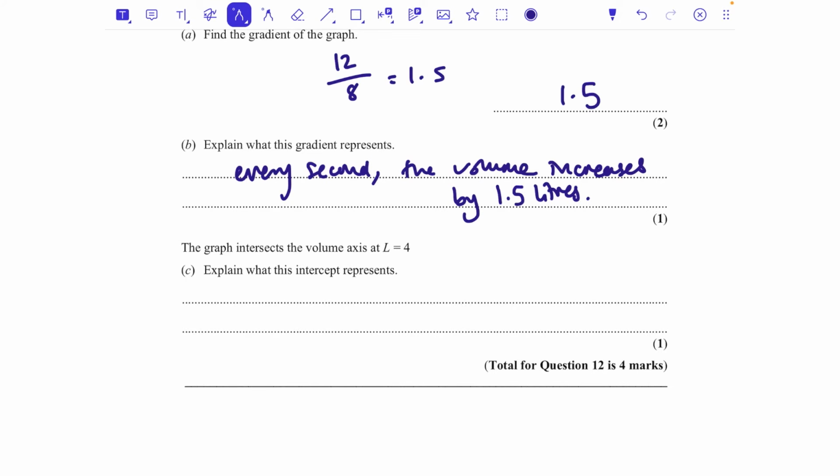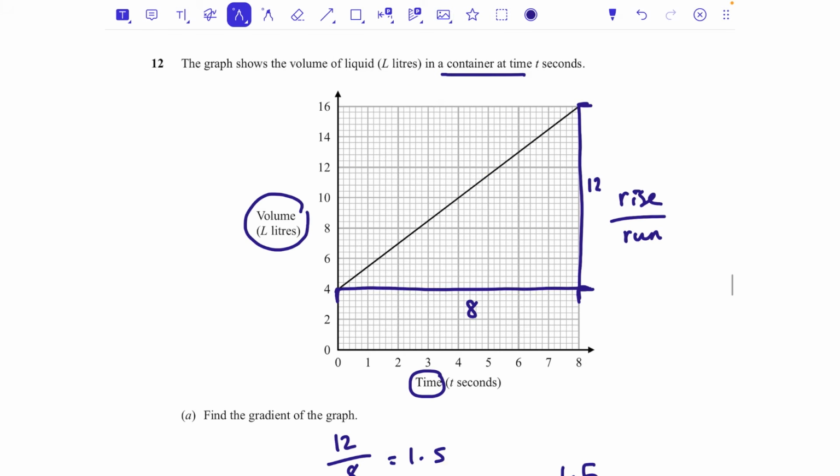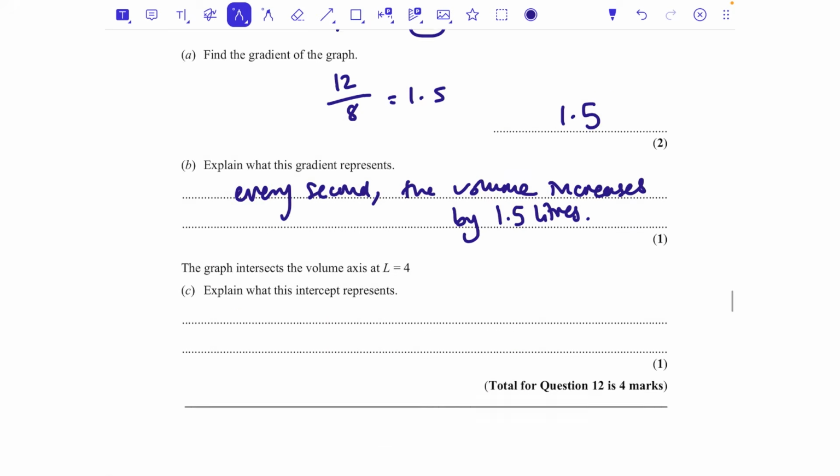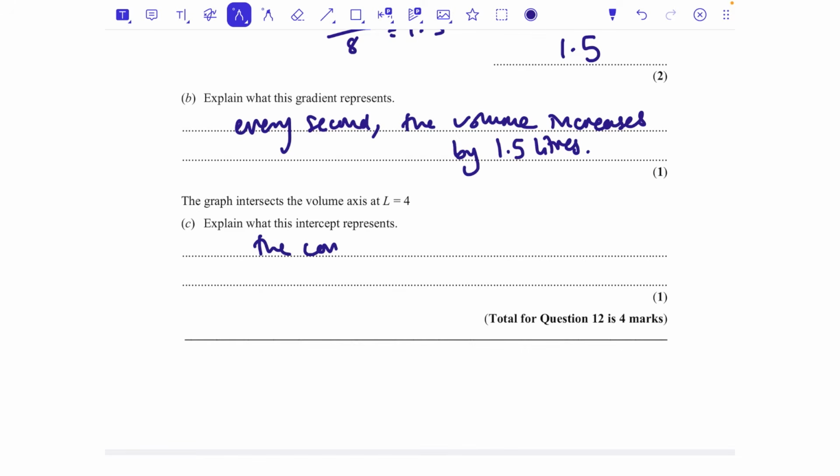The graph intersects the volume axis at L equals 4. Explain what this intercept represents. So what does it mean that we are starting here at 4? So when the time is 0, at the beginning of our experiment or whatever we're doing, the volume is already at 4. What does that mean? That means that when we started, the container already had 4 litres in it to begin with. So the container had 4 litres of water to begin with.